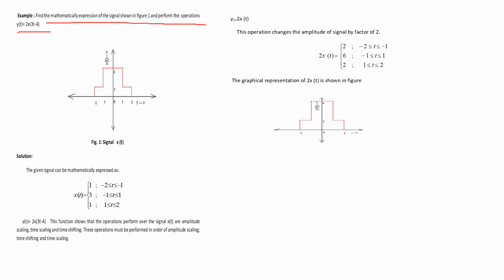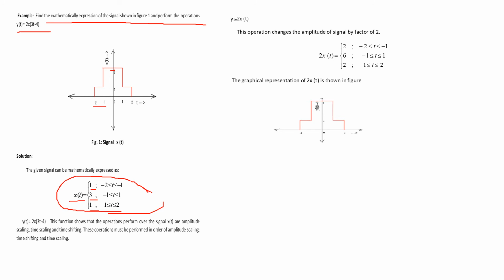So we observe this signal, its amplitude as well as its time. This can be mathematically represented as x of t equal to 1 from t equal to minus 2 to minus 1, and from minus 1 to plus 1 it is 3. Here you can observe 3. And from 1 to 2 on the positive side it is again 1. So this can be mathematically represented like this.